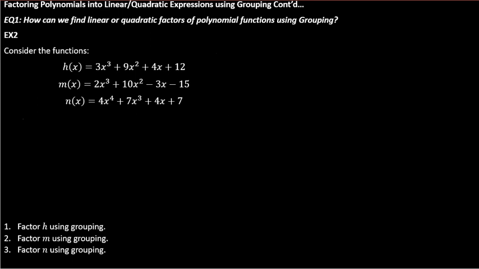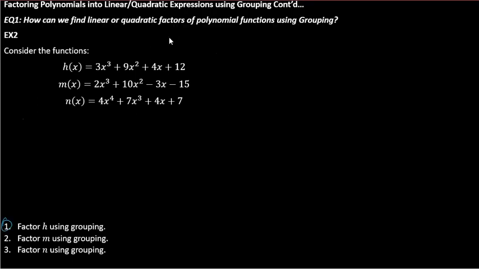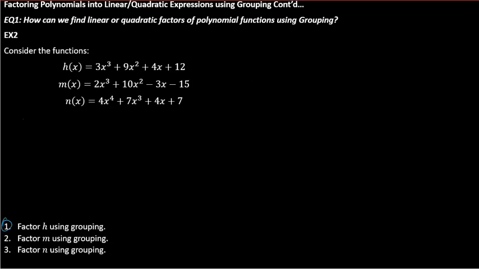Okay, so now let's apply that on a little bit more difficult examples, and I guess I can just keep using the same color here. So let's go ahead and start with grouping. We're being asked to factor h, basically the same way that we did on this earlier, simpler example. So let's go ahead and group.